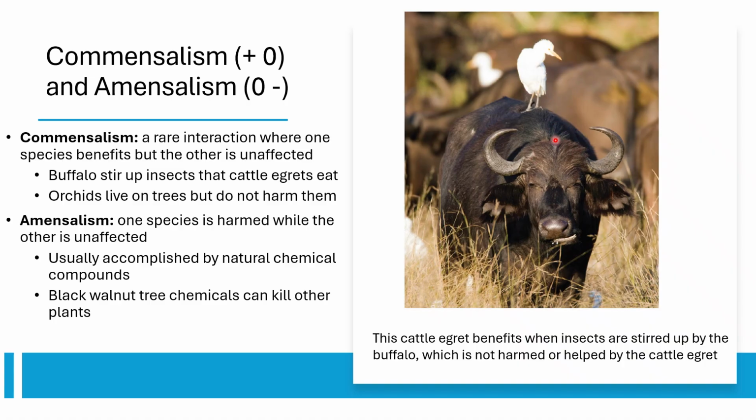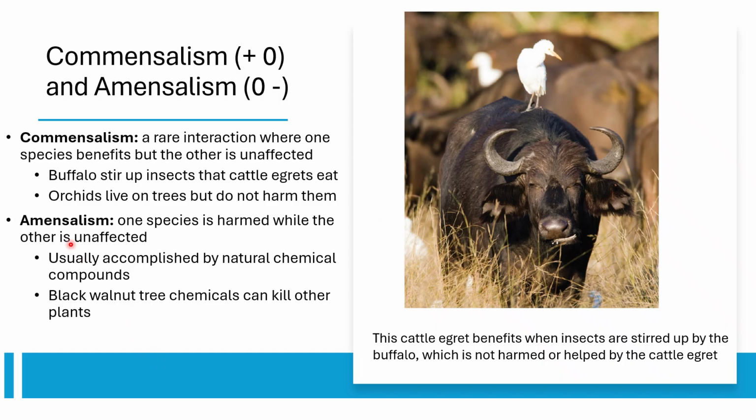The buffalo does not really benefit from the interaction. If the egrets leave, the buffalo is going to be just fine. Another example is orchids. Orchids live on trees. They are epiphytes. If you remove the orchid from the tree, the tree won't be harmed. However, if the orchid doesn't have a tree to live on, it won't survive.